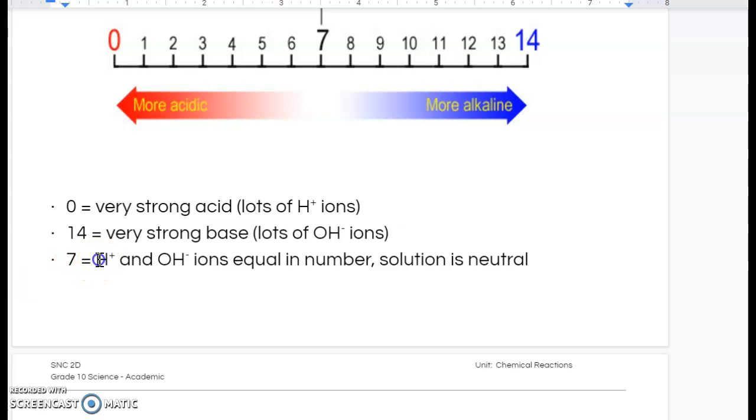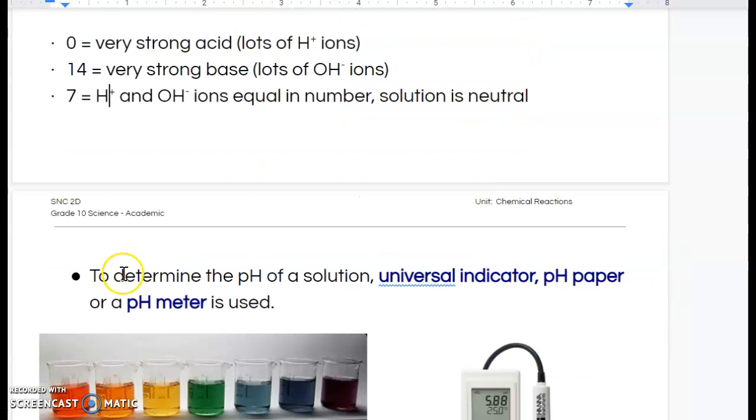A hydrogen ion is positively charged and a hydroxide ion is negatively charged, so they bind together, are attracted to each other, and form neutral water. You've got H plus and OH negative, and two H's plus an O is a water molecule. So they cancel each other out, because this is a positive, this is a negative, and you have drinkable water.